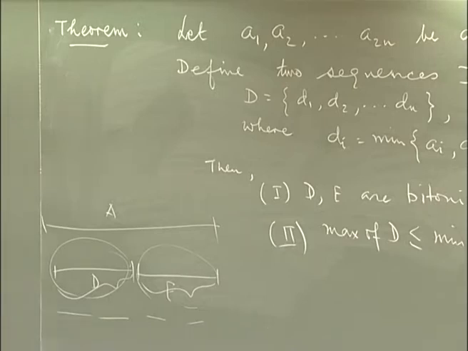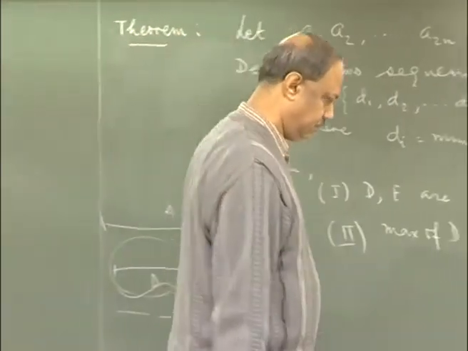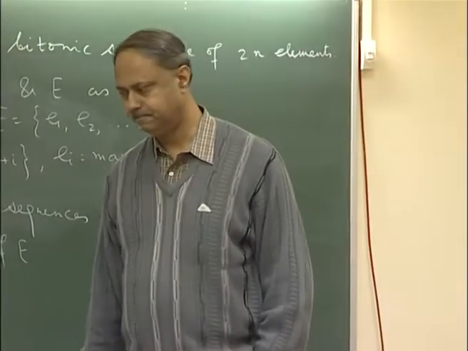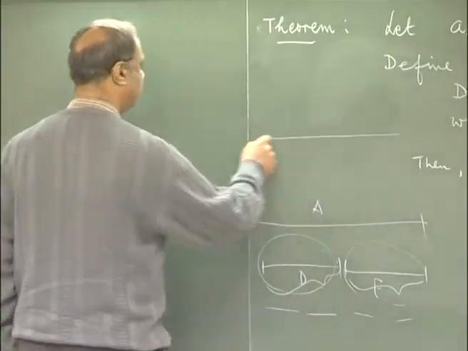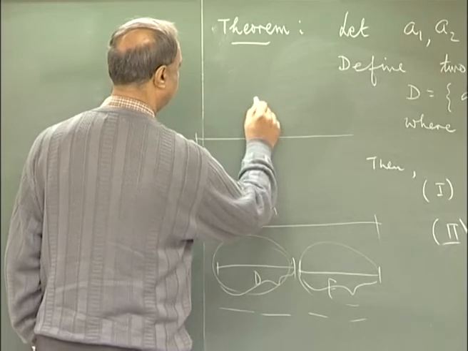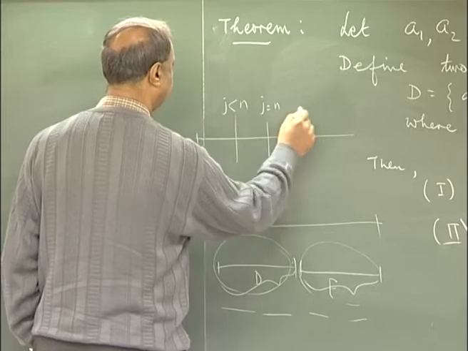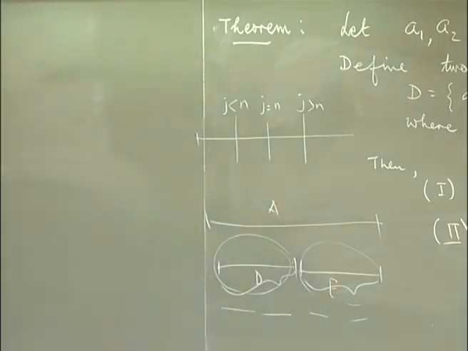So that's the idea. Now how to prove this theorem? We can take three cases, wherein the bitonic sequence changes from increasing to decreasing before halfway, at halfway, or after halfway: j less than n, j equal to n, and j greater than n. Prove it separately for these three cases.